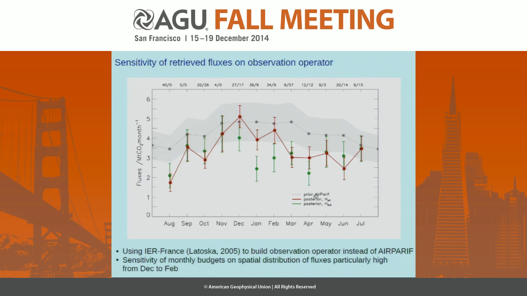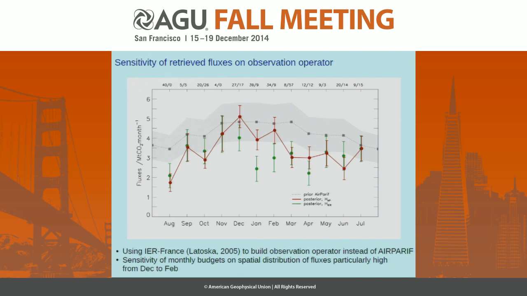Another point is how sensitive our system is to the observation operator. For that reason, I used an RER France product that has the same spatial resolution as the Airparif data. You see, in red is again Airparif, while in green is the one where we used the RER, and they are scaled back to the same product.